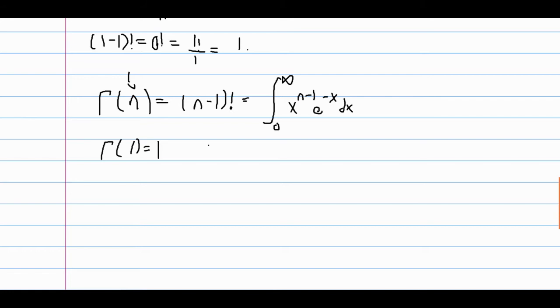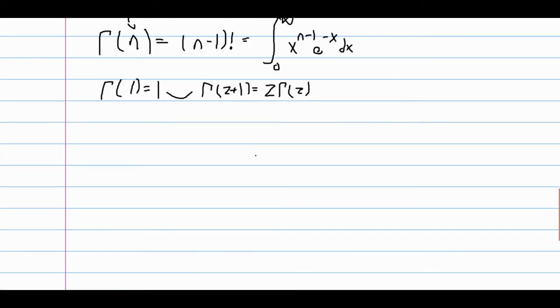Now, another way that it is defined is that it is the only function that satisfies gamma of 1 equals 1 and gamma of z plus 1 is equal to z times gamma of z. It is a unique function that satisfies both of these criteria.